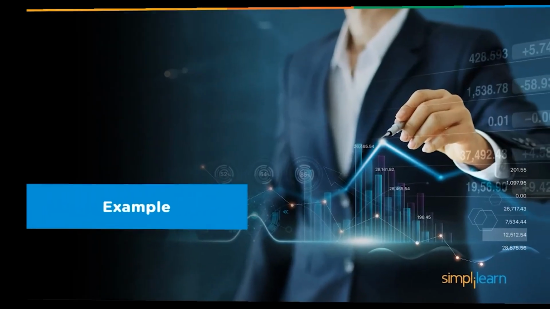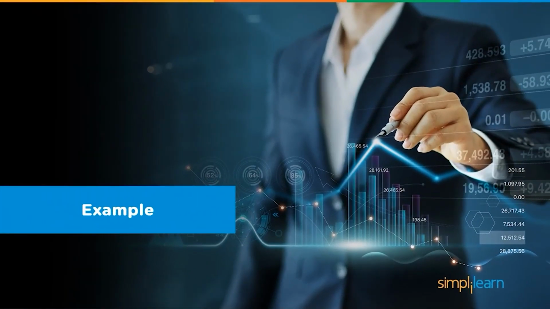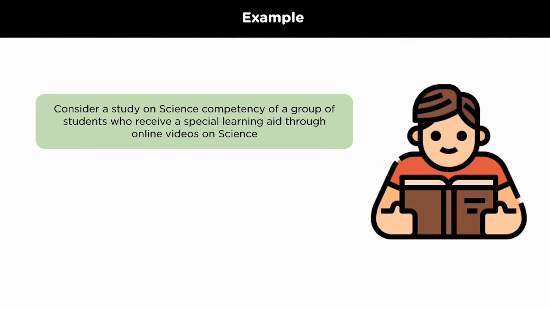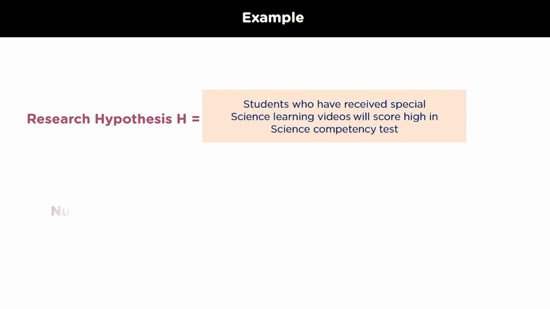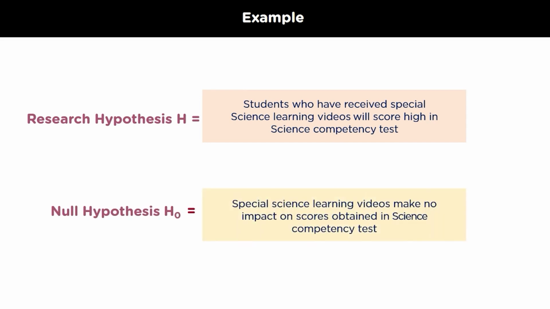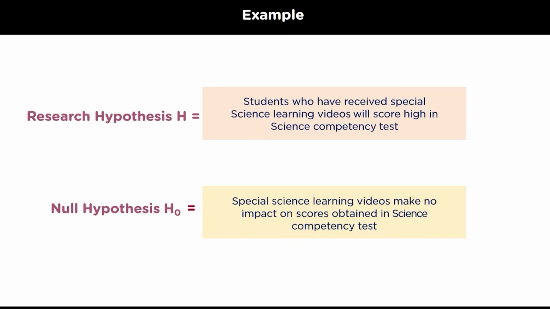Now that we have discussed all the theories related to hypothesis testing, let's take an example to understand them more clearly. Consider a study on a group of students where the students receive a special learning aid through online videos on science. It is hypothesized that after viewing these online videos, the group of students will score better than the ones who have not seen the videos. So in this case, the research hypothesis will be students who have received the special science learning videos will score higher in the science competency test. And its null hypothesis will be the special science learning videos make no impact on the scores of the students.